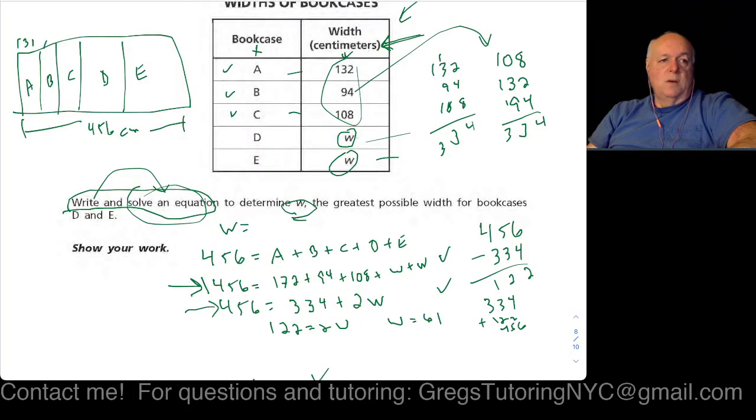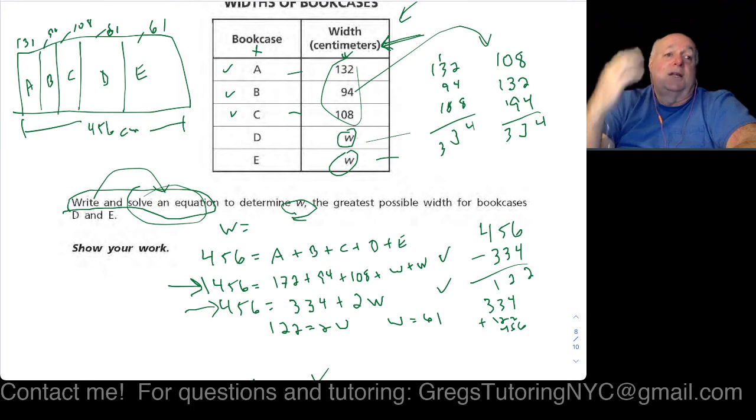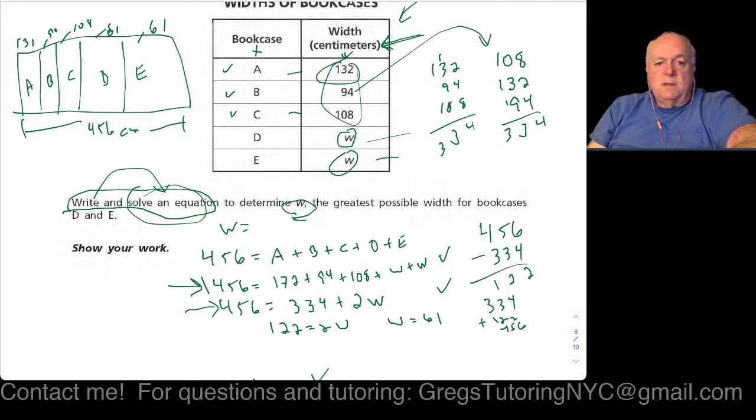That's 94. That's 108. Okay, and this is 61. And that's 61. If you got an answer like 500, the whole wall is only 456. Or if you got an answer like 2, 2 is probably not enough, because you can even just roughly do this. This is about 150, right? If you estimate it, 150.